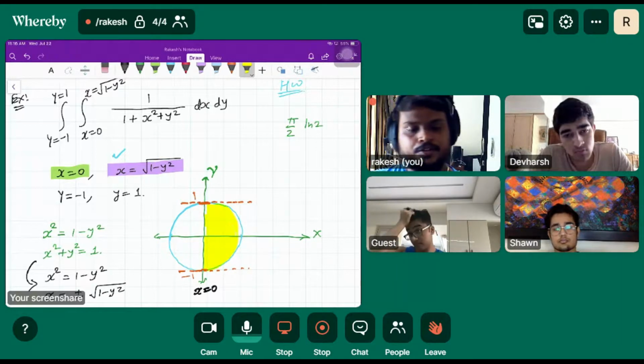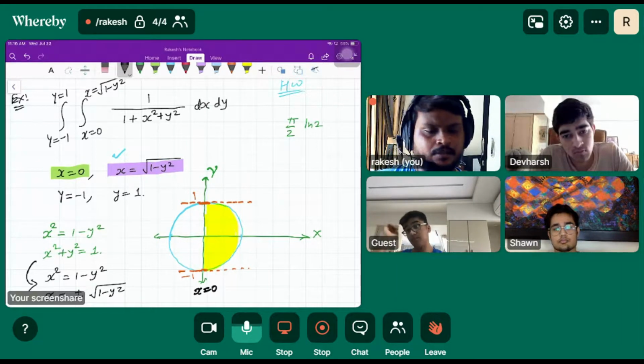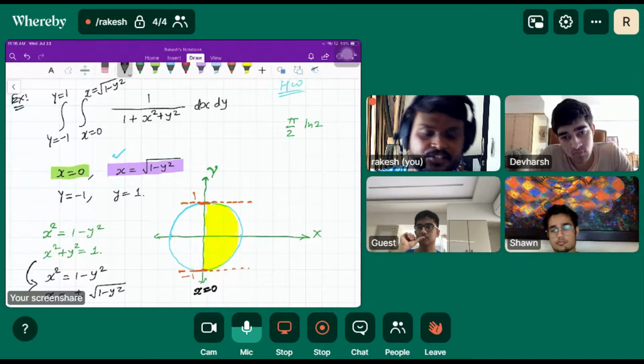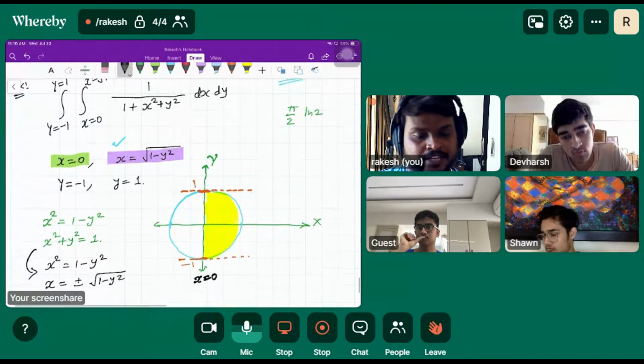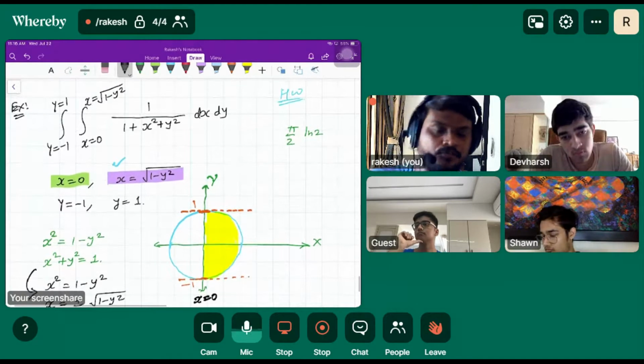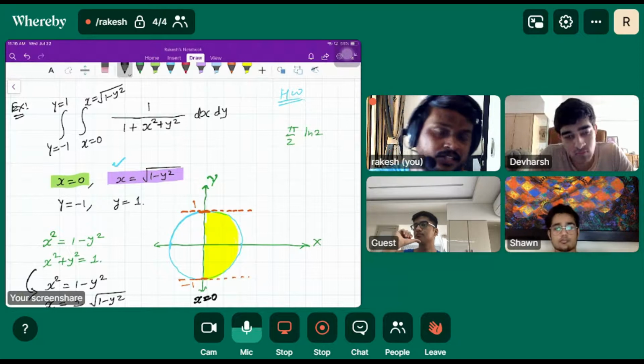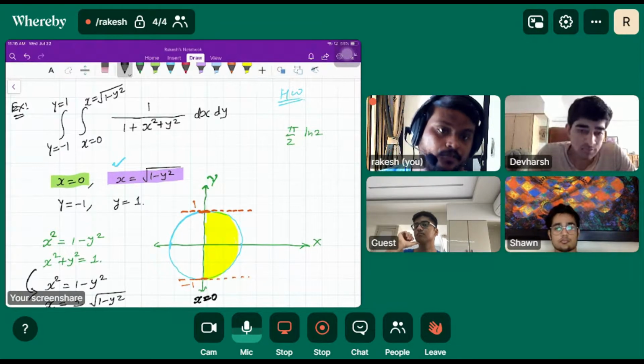Okay. Now, you must have observed that the region is circular, right? The region is circular. Now that will help us take the upper limit and lower limit in terms of polar form, or we can convert this iterated integral into its polar coordinates, right?